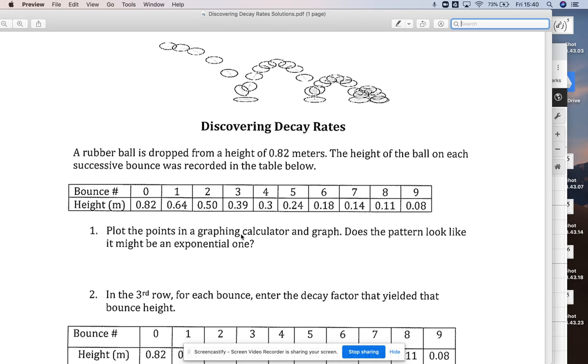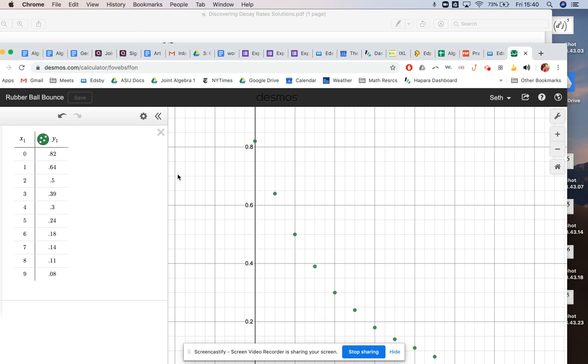So let's plot the points in a graphing calculator, or in this case, Desmos, and graph. All right, so I basically took those same points and I just put them in here. I typed in table up here and threw in the numbers, changed my axes around just so I could see it a little better. Does this look like exponential decay? Is it linear? No, it doesn't follow a line. Looks like it's getting slower and slower as it's going here. So yes, this does look like exponential decay that's happening here.